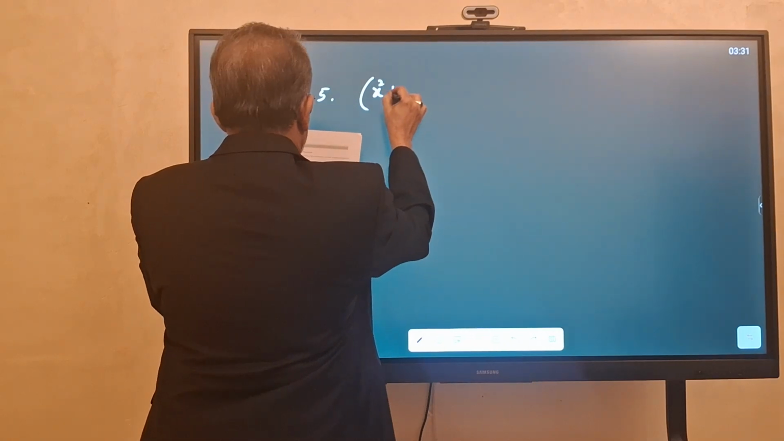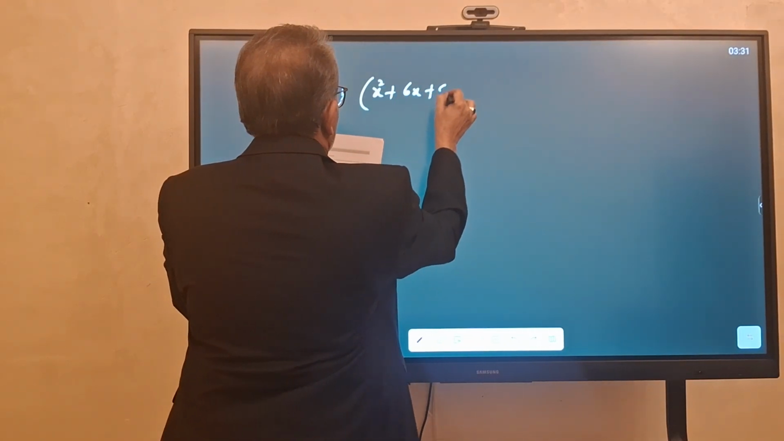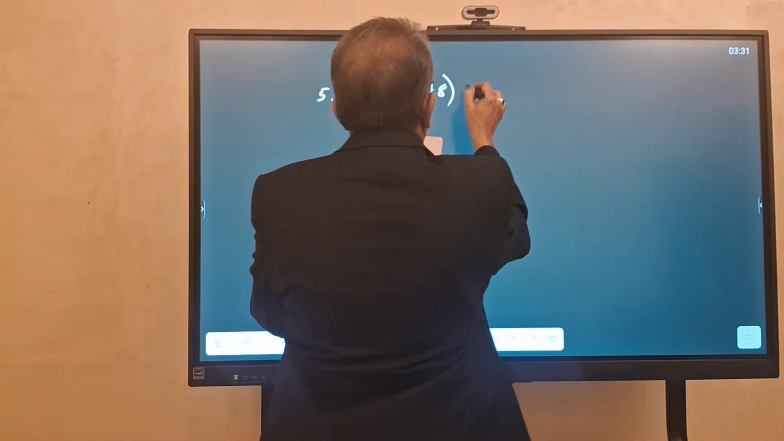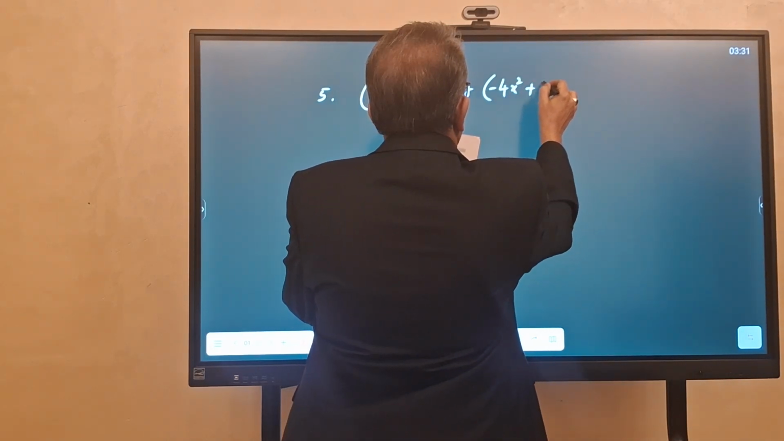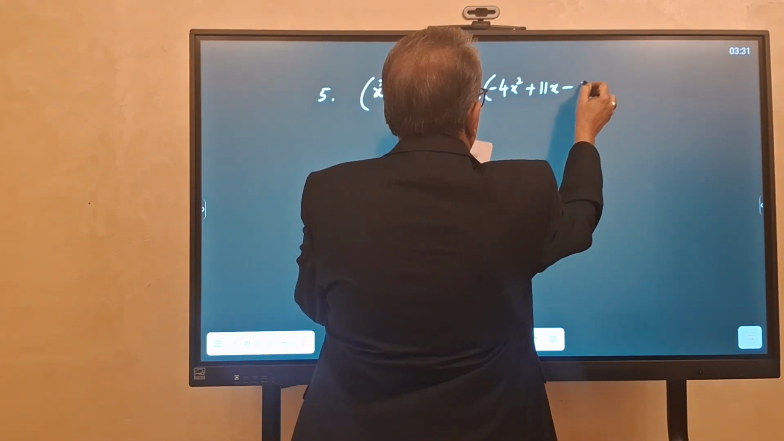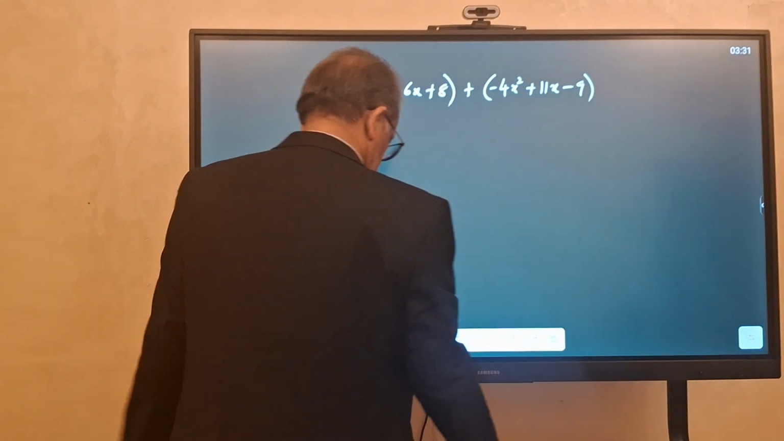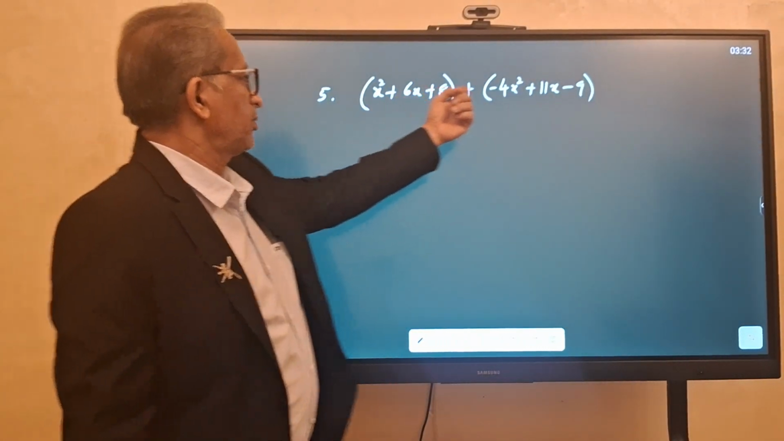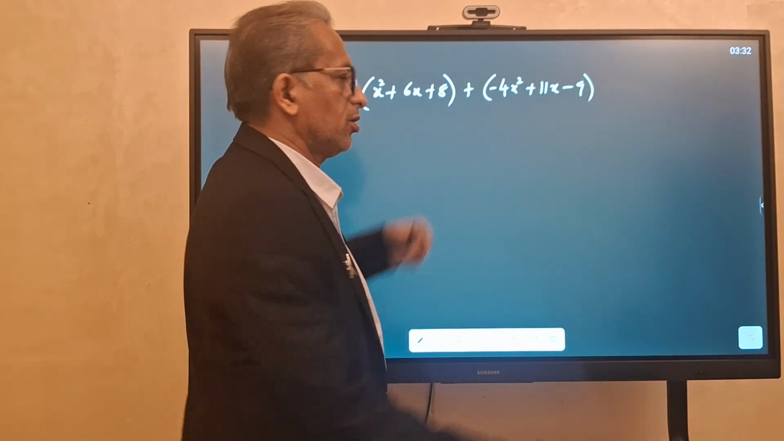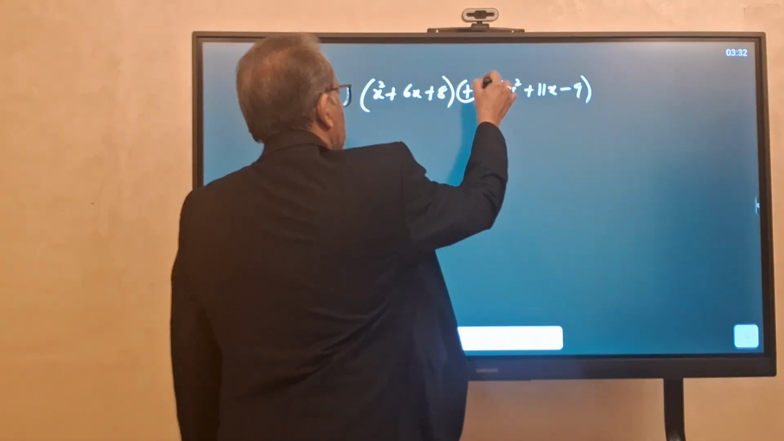x square plus 6x plus 8 plus minus 4x square plus 11x minus 9. So what is given here is that you are given one polynomial, we are given another polynomial, and we are adding the polynomial.